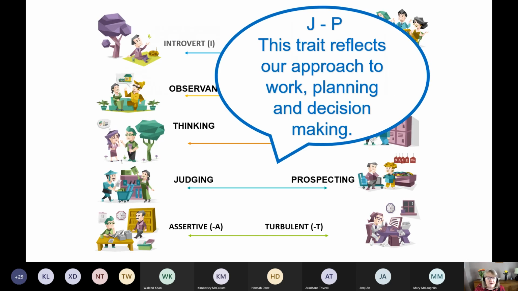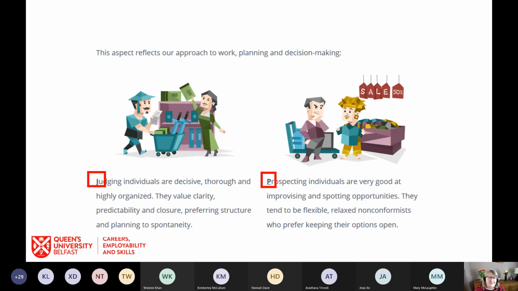Okay, so moving on to our fourth one then, the judging and prospecting trait. The J&P trait reflects our approach to work, planning, and decision making. The judging individuals are more likely to be very decisive, thorough, and highly organized. They're all about the clarity, they want predictability, and they want closure. They want to come to closure on things, and they prefer to have structure and planning instead of spontaneity. So they want to be organized, they want to have everything just how they like it.